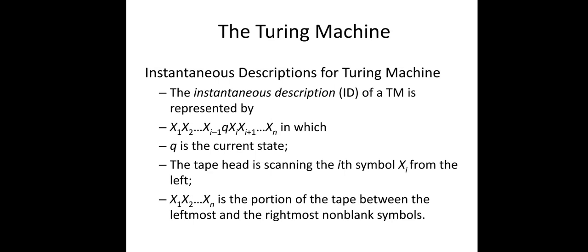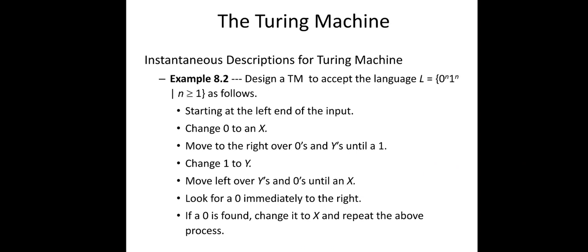The instantaneous description of a Turing machine is represented like this. X1, X2, X3, these are all the portion of the tape between the leftmost and rightmost blank symbols, and Q is the current state. The tape head is scanning the ith symbol Xi from the left. Let us see an example. Now design a Turing machine to accept the language L equal to 0 power n, 1 power n, where n is greater than or equal to 1.